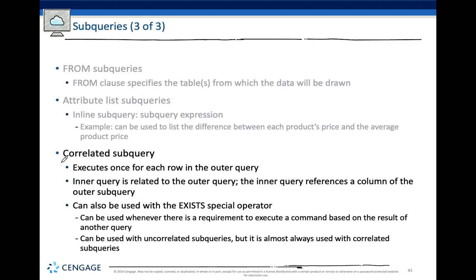Now we come to correlated subqueries. The way correlated subqueries work is that the inner query executes once for each row of the outer query. The inner query is related to the outer query. It references a column of the outer query. Correlated subqueries can also be used with the exists operator.